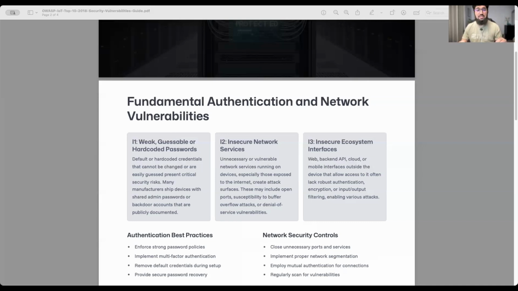The first and foremost, very important threat is weak, guessable, or hard-coded passwords. Weak authentication mechanisms represent the most pervasive and dangerous vulnerability in IoT systems. This risk encompasses several related issues, including default credentials, hard-coded passwords, and inadequate password policies. The vulnerability exists across multiple attack surfaces, including the administrative interface, device web interface, cloud interface, and mobile application as well. Attack vectors can be username enumeration, default credentials, or brute force attacks, so that these can be exploited.